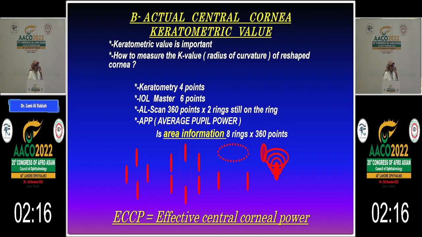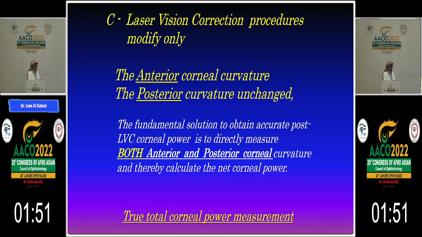The only one that goes to the inside is the APP. It is the average pupil power. It makes 8 rings. It goes to the inside. It is called the APP. And the APP, which is the average power of the pupil, from which we can take the ECCP, which is the effective central corneal power. Okay, we will talk about that.